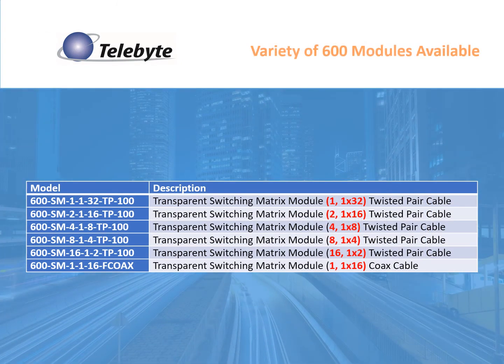There are a variety of 600 modules available, including matrices where you will have 1 1x32, or 2 1x16s, or 4 1x8 matrices, or 8 1x4 matrices, which is what we looked at today, 16 1x2 matrices, and 1 1x16 matrix, and in that case, that one is for coax cable.